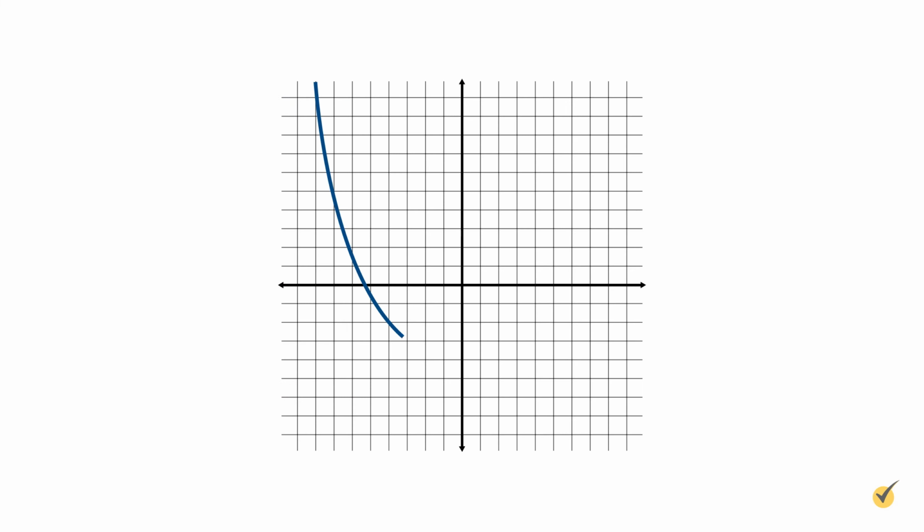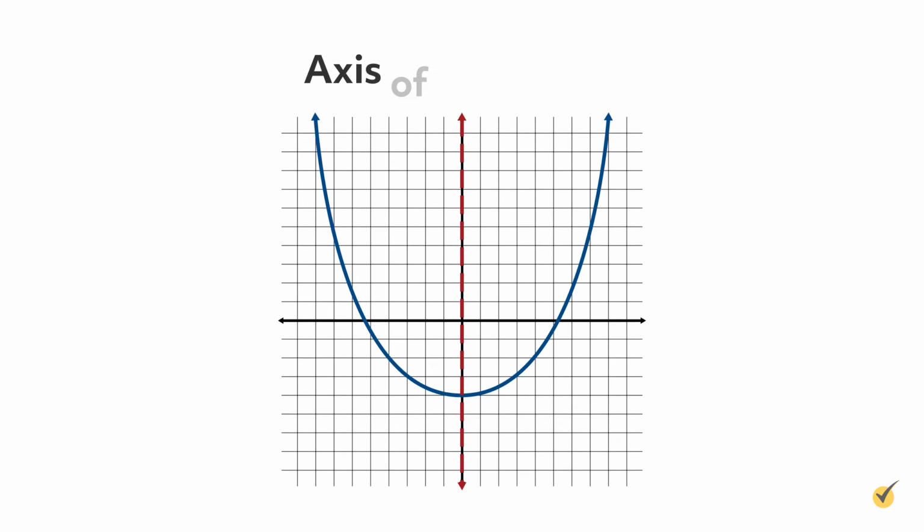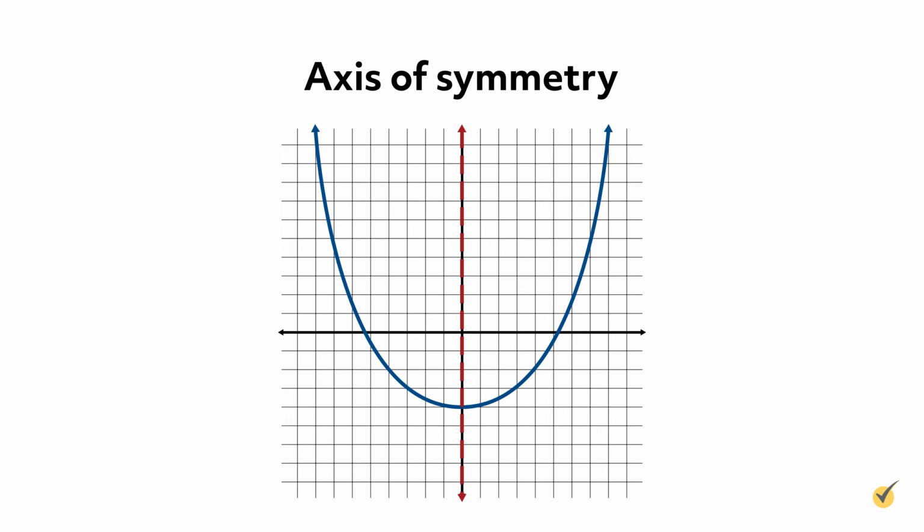Similar to the Gateway Arch, a parabola is another shape that has a line of symmetry that divides it into equal mirrored halves. Because this line of symmetry is perfectly vertical on the Cartesian plane, we refer to it as the axis of symmetry. We can use an equation to represent such an axis.